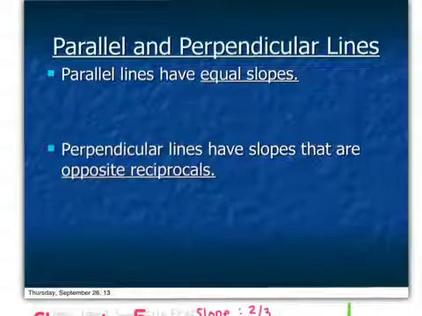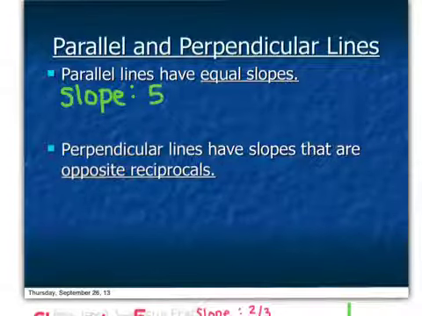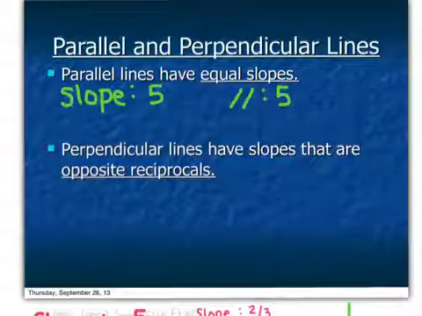Okay, so this is what we were just talking about a second ago. Parallel lines are always going to have slopes that are equal. So if I give you a line and I say that my slope is 5, the slope of the line that's parallel to that would also be 5. Okay? If they're perpendicular, they are opposite reciprocals.